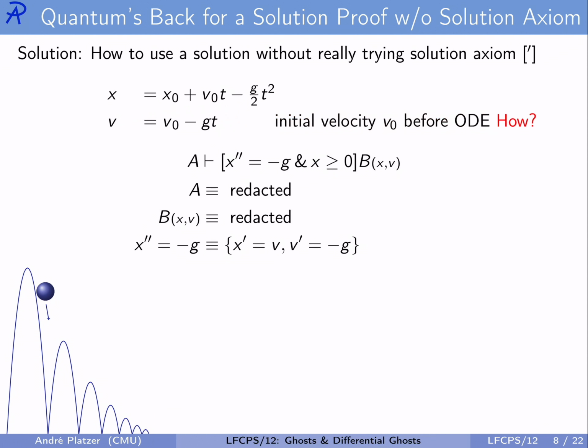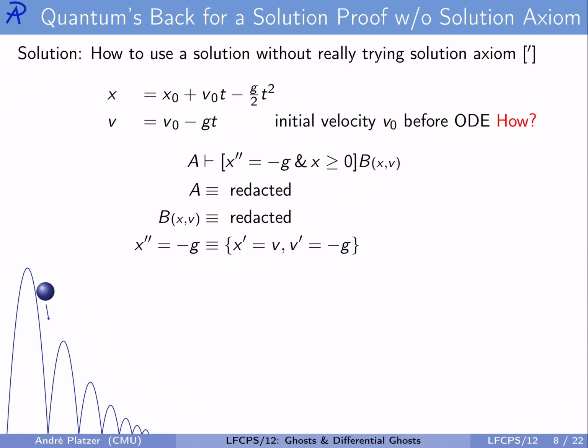How? Well, for one thing, if we want to prove this to be a differential invariant, we had better make sure that x naught and v naught actually are the initial values of the position x and velocity v. How could we do that in a proof?